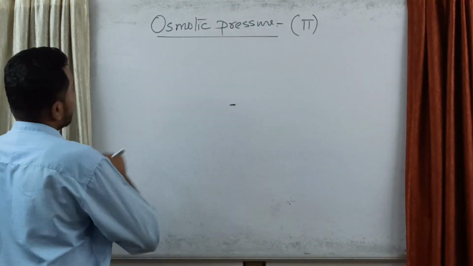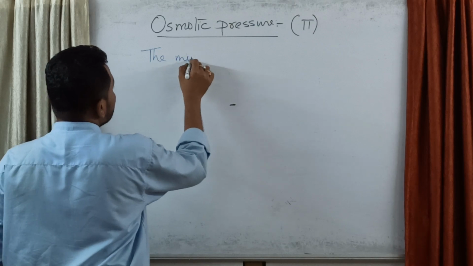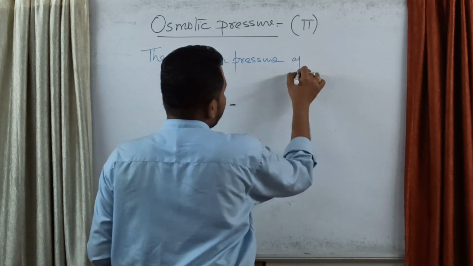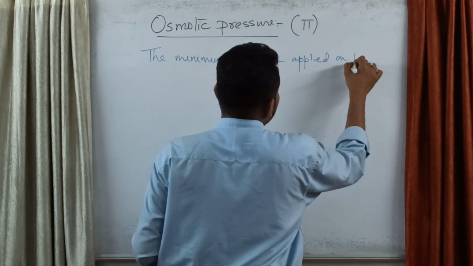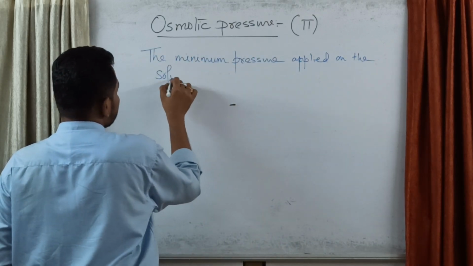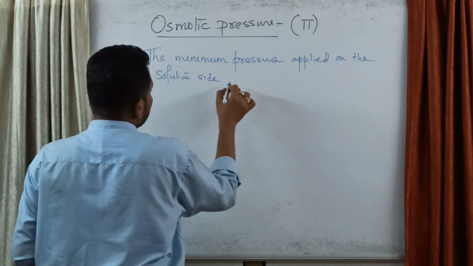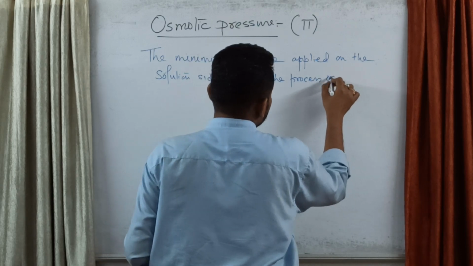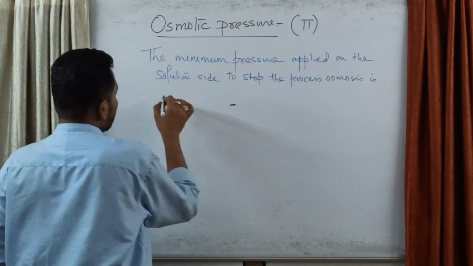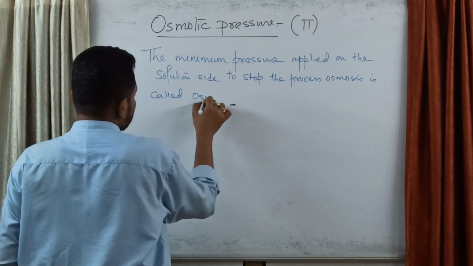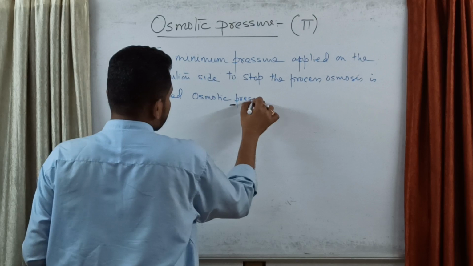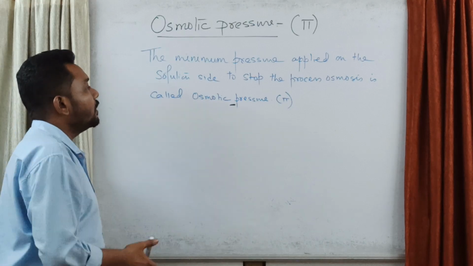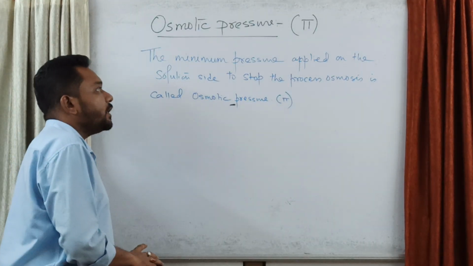So write down: the minimum pressure applied on the solution side to stop the process osmosis is called osmotic pressure, যেটাকে আমরা কি বলতে পারি পাই। তার মানে এই প্রেসারটা অ্যাপ্লাই করলে সলিউশন সাইডে অসমোসিসটা অফ হয়ে যাবে, অসমোসিস আর হবে না, osmosis will not take place further. So that is called osmotic pressure.